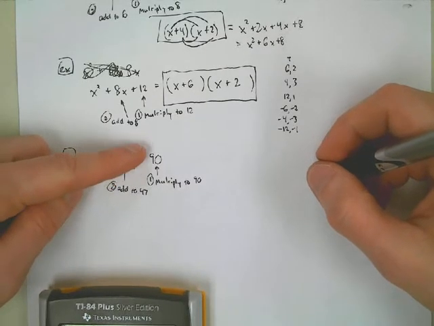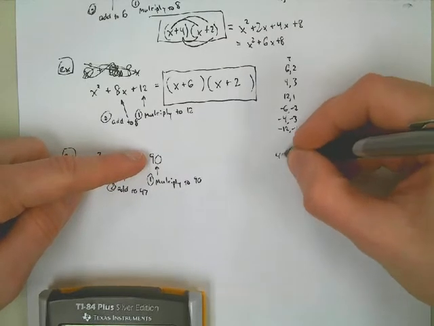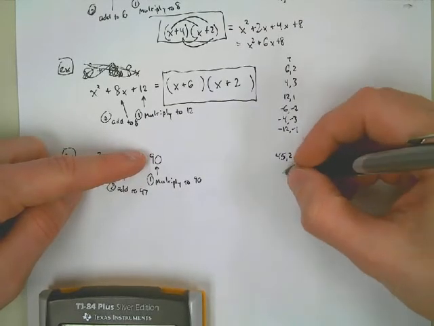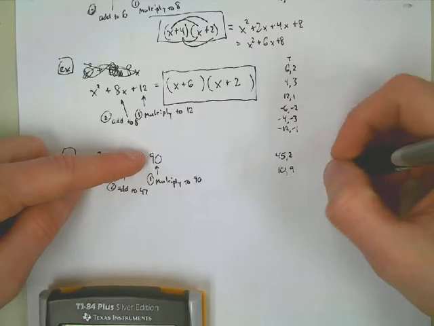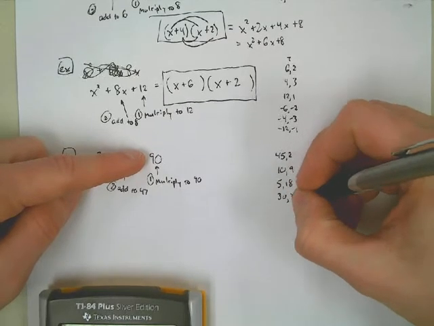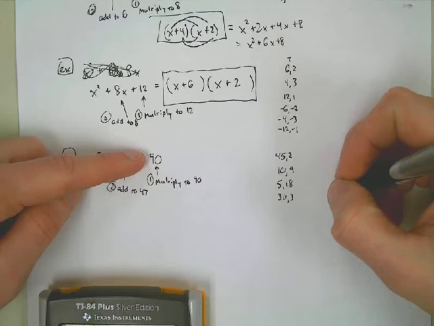Give me some number pairs that multiply to make 90. Jason? 45 and 2. All right, 45 and 2, that's right. Okay, what's another one? 10 and 9. 5 and 18. 30 and 3. 15 and 6, very good, okay.